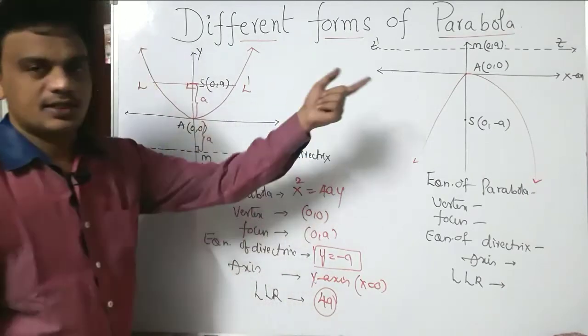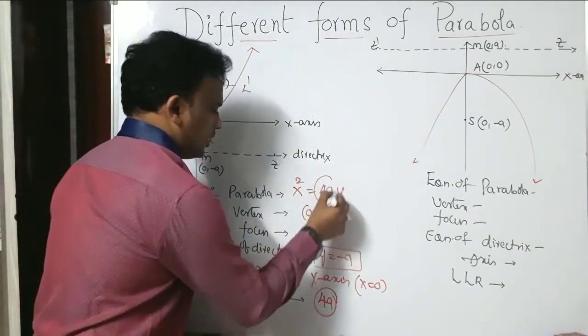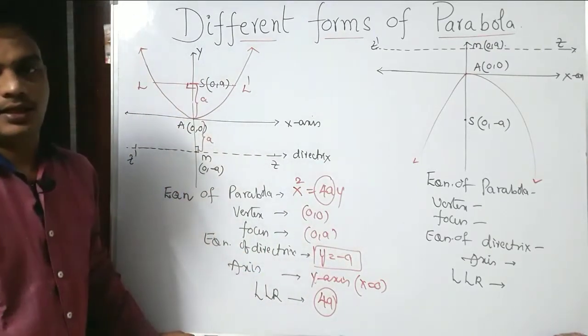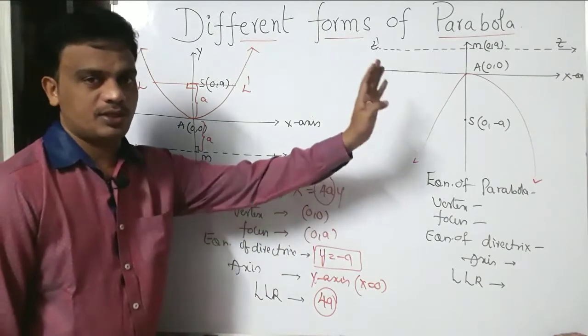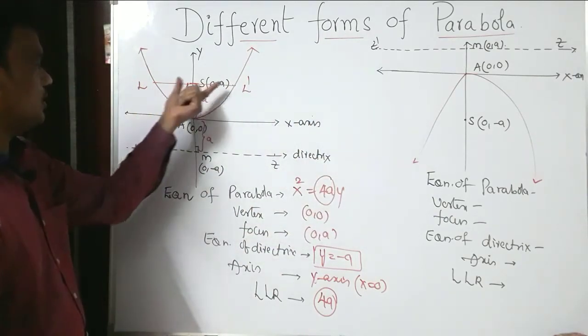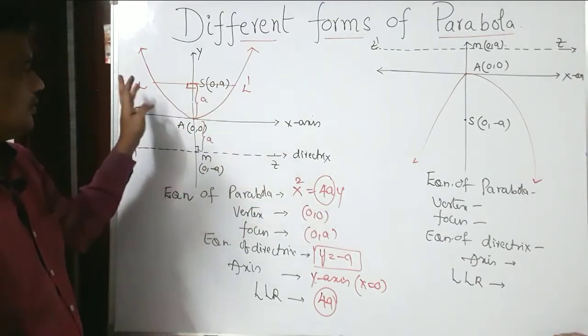Okay, so in the standard form, x square is equal to 4a y. That 4a will be the length of the latus rectum. Also, how can we prove that from the standard form? Same as this, we can prove this one. By substituting that value of y, you will get the x value.